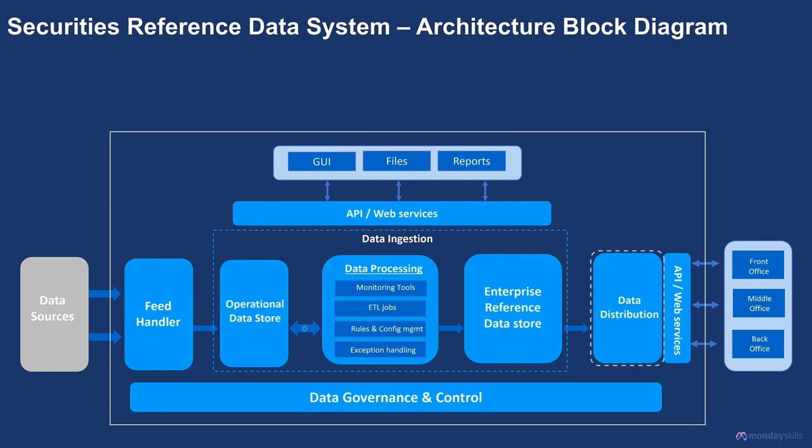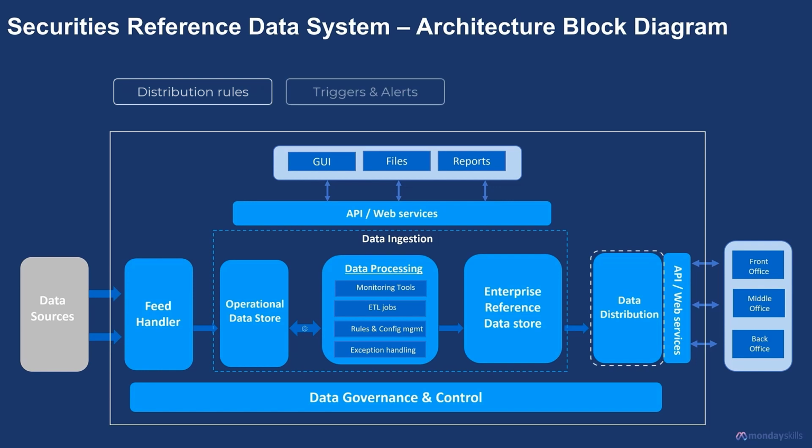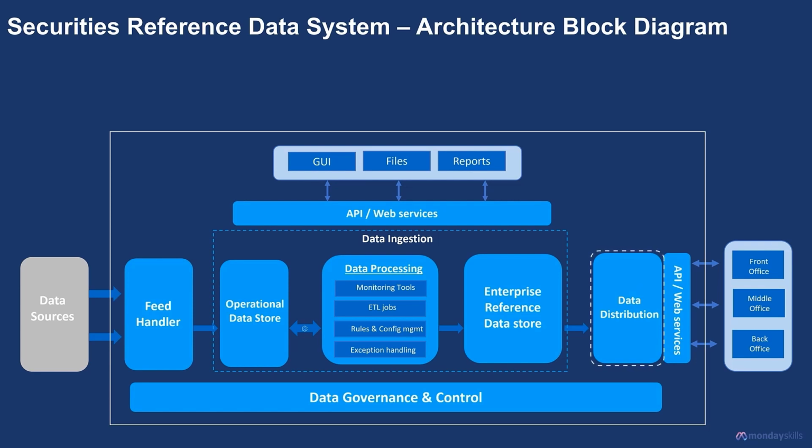Data distribution components handle the dissemination of reference data to various consuming applications and systems. They may involve real-time data streaming, batch processes, or data replication mechanisms to synchronize data across multiple systems or distributed environments. These components ensure that consuming systems have access to up-to-date and consistent reference data.